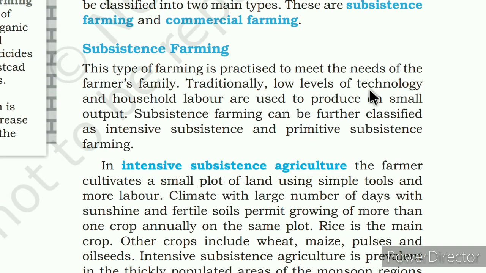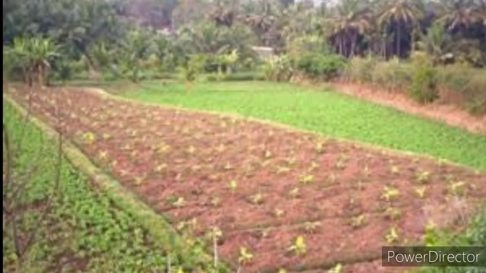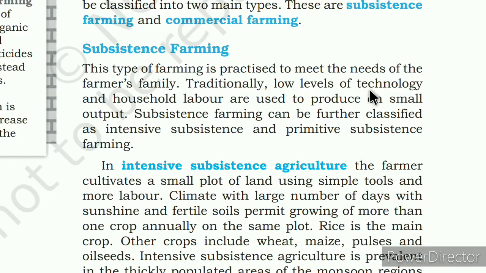Subsistence farming is practiced to meet the needs of a farmer's family. Could you understand? It is very simple: it is a type of farming practiced to meet the needs of the farmer's family itself. That's it. Traditionally, a low level of technology and household labor are used to produce a small output. So now I will make you understand what subsistence farming is.